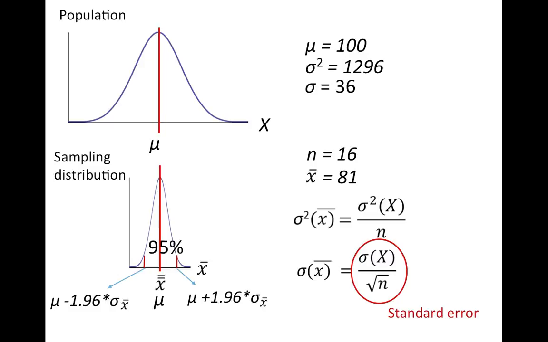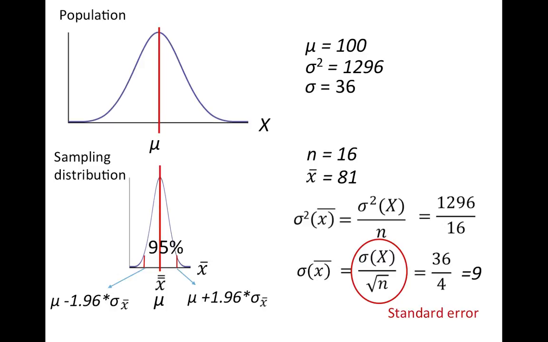And the question we ask is, is it likely to get a sample mean of 81 if we take a sample of 16 from this population? Or is it likely to get a sample mean that deviates this much from 100, which is the population mean? We have a theoretical sampling distribution for a sample size of 16, and we can calculate the variance of this by just putting in our value for the variance of the population divided by the sample size. And we can also calculate the standard deviation of the sampling distribution by taking the square root of this, which equals 9.